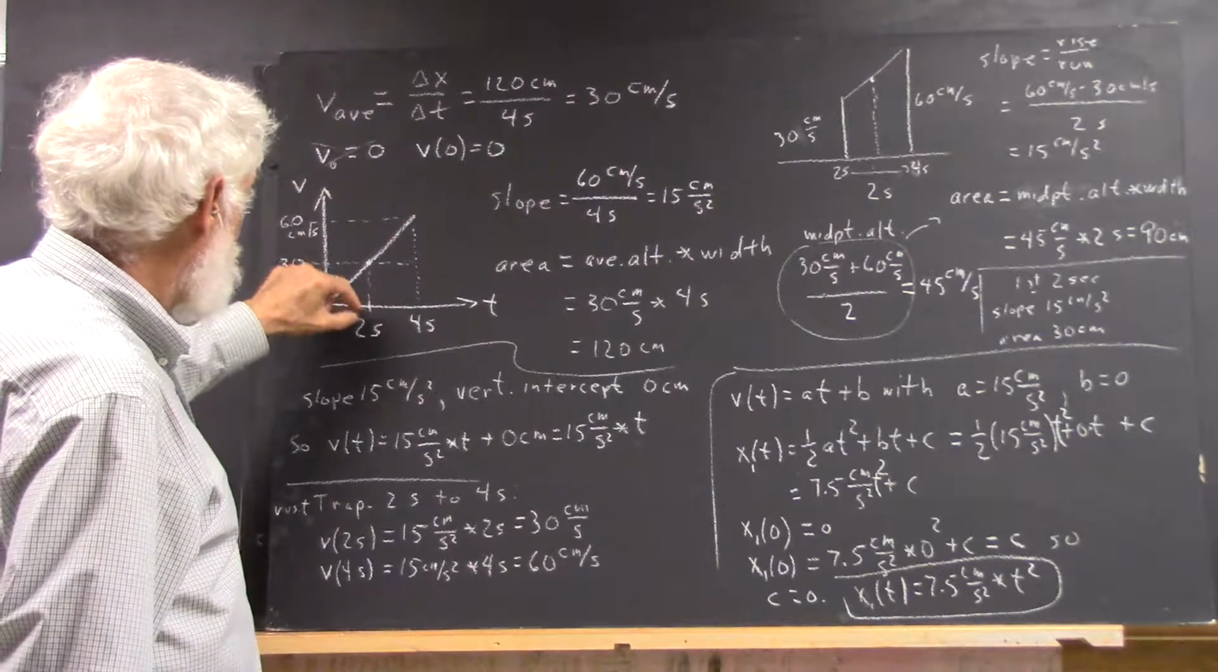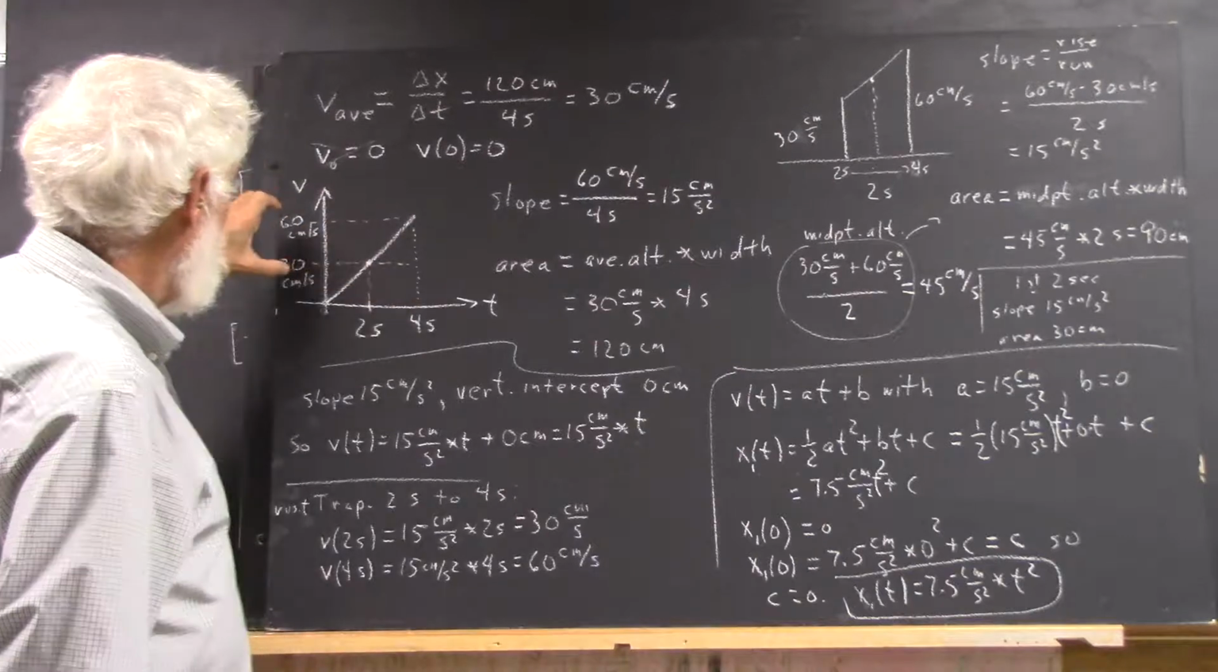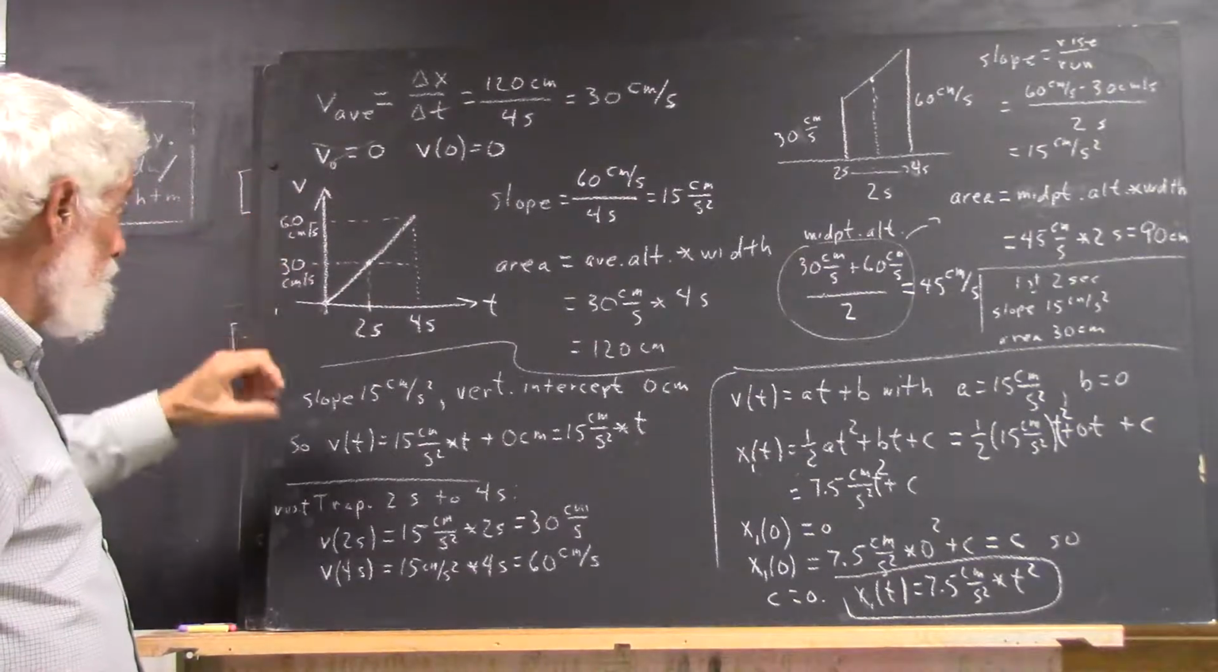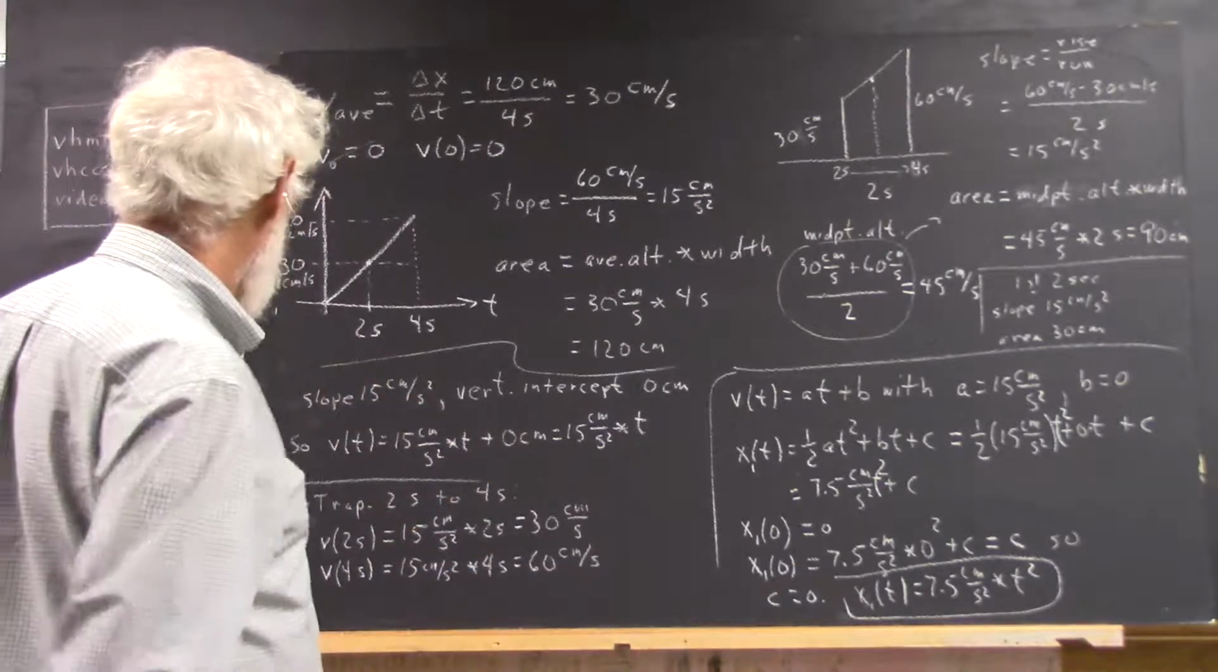So from the t-axis up to this point, it's 60 centimeters per second. This altitude here represents 60 centimeters per second.